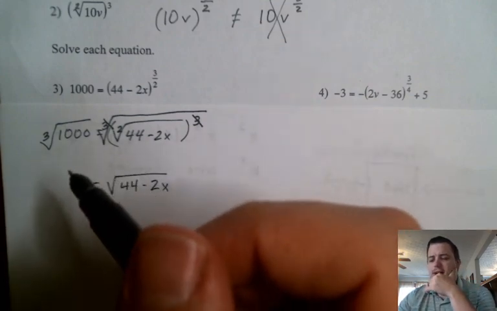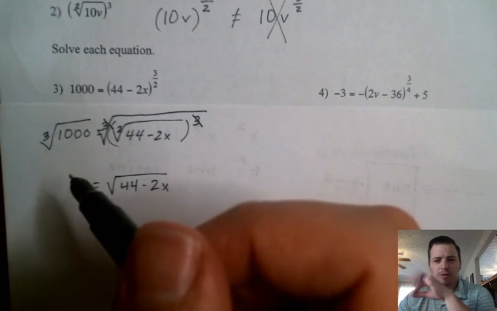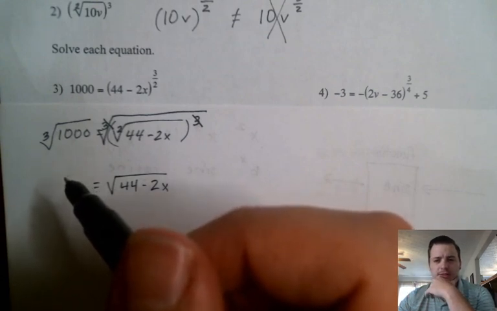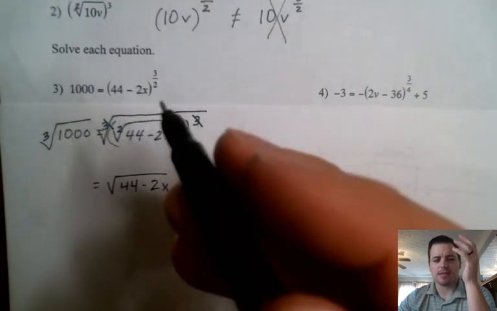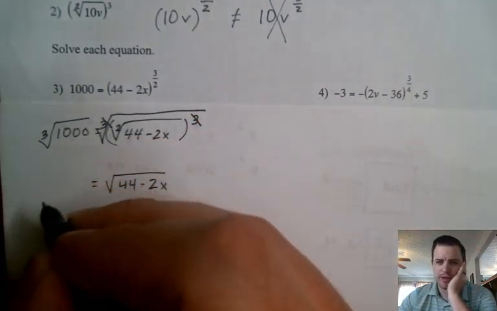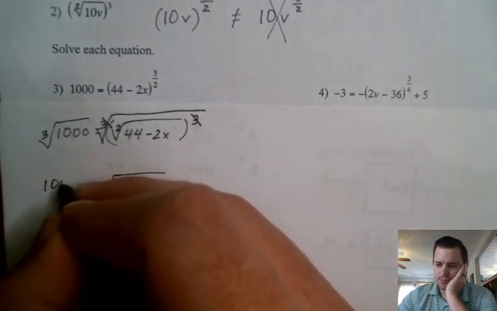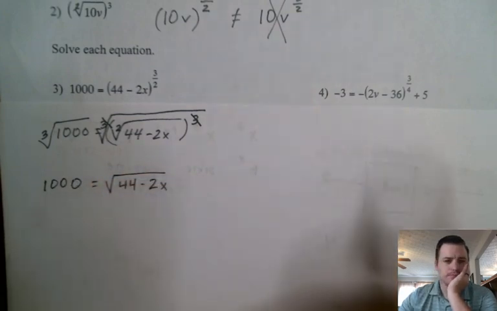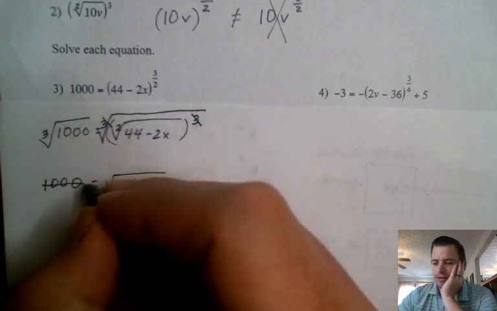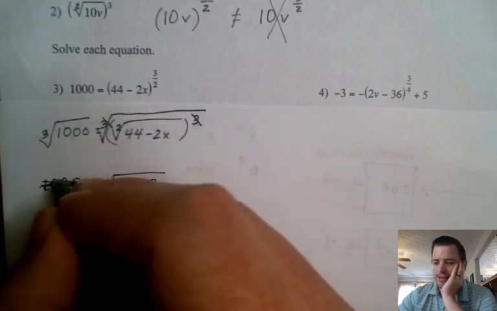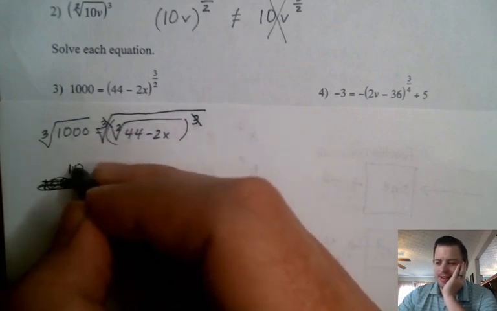And then what times itself 3 times will give me 1,000? Well, 10. 10 times 10 is 100, times another 10 would be 1,000. So that's 1,000 there. Or no, my goodness, I said 10 and I wrote 1,000. That's 10 there, not 1,000.